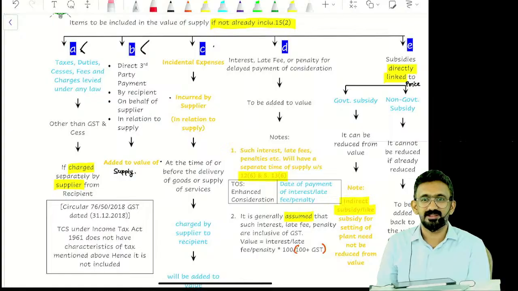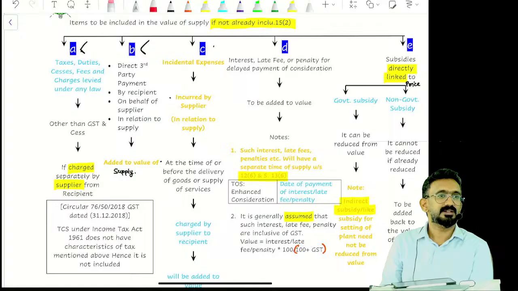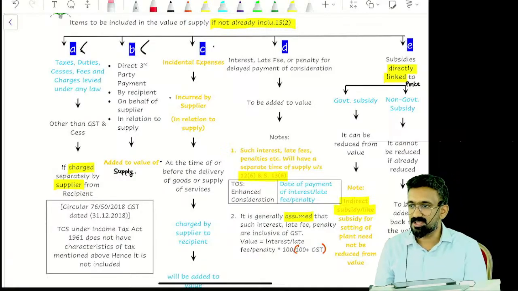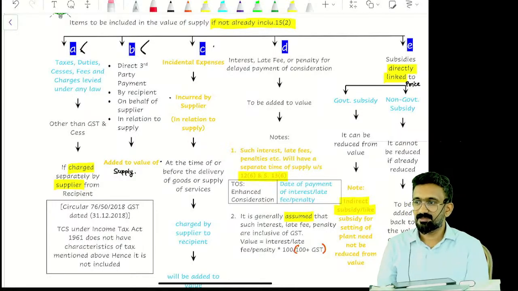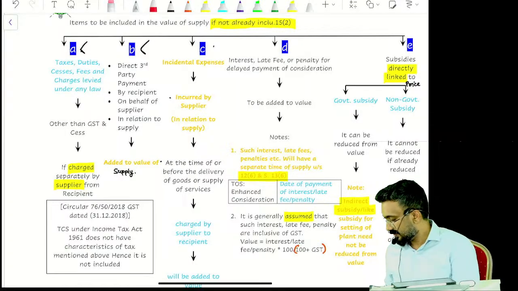How do you start? As per section. What is the section number here? Section 15(2)(c) of which Act? CGST Act, 2017. Incidental expenses.